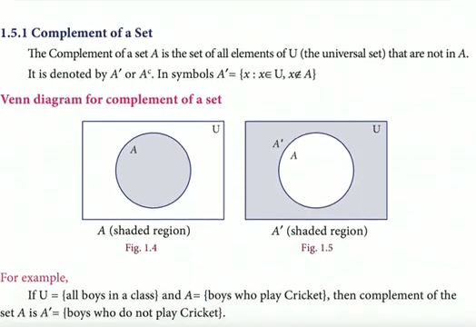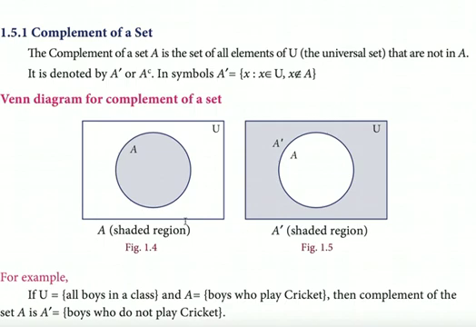Complement of a set. The complement of a set A is the set of all elements of U, the universal set, that are not in A. It is denoted by A bar, A dash, or A complement, A^c. In symbols, A complement is equal to {x : x belongs to U, where x is not in A}. This is the symbolic form.